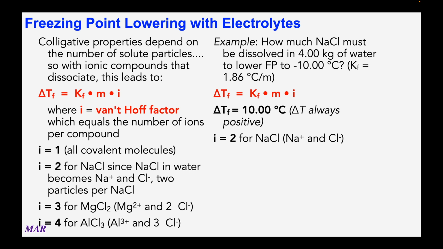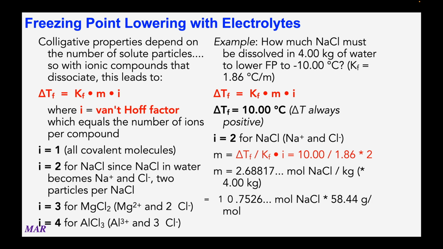NaCl breaks up into Na+ and Cl-, 2 ions per NaCl, so i is going to be 2. And we have the K value there, so let's use all this information to calculate the molality, which is this number right here, 2.68817. That's the moles of sodium chloride per kilogram of solvent. It's the molality that we solve for there. And if you multiply moles over kilograms by the kilograms of solvent, 4.00 kilograms, then that gives you the moles of the NaCl, which is this number. Multiply that by the molar mass of NaCl. It's going to take 628 grams of NaCl in 4.00 kilograms of water to lower the freezing point by 10 degrees. So this is just another twist of things.